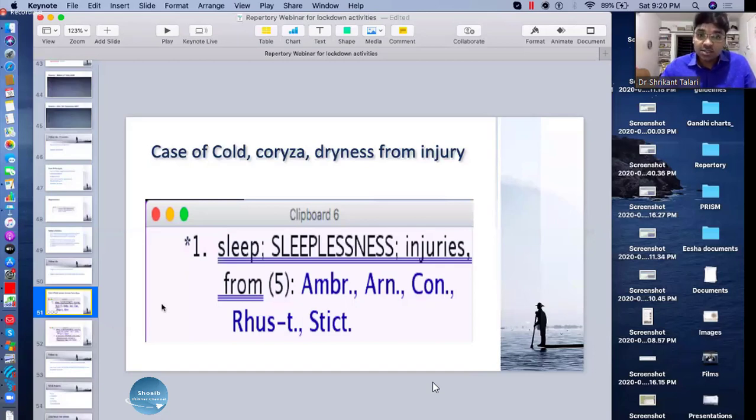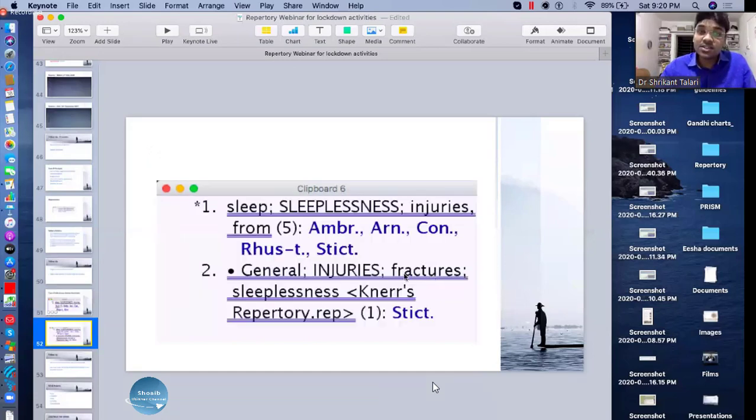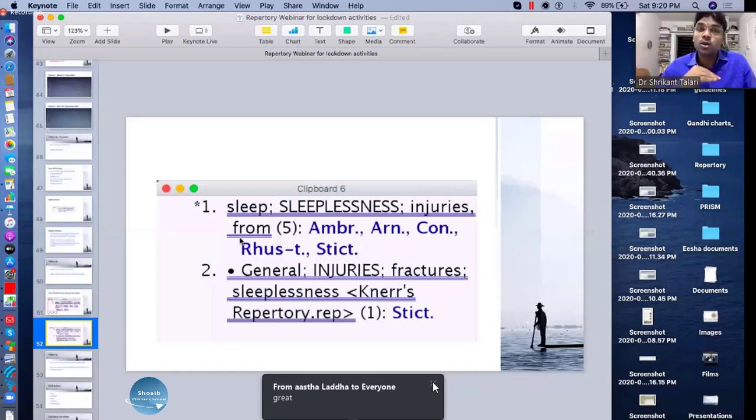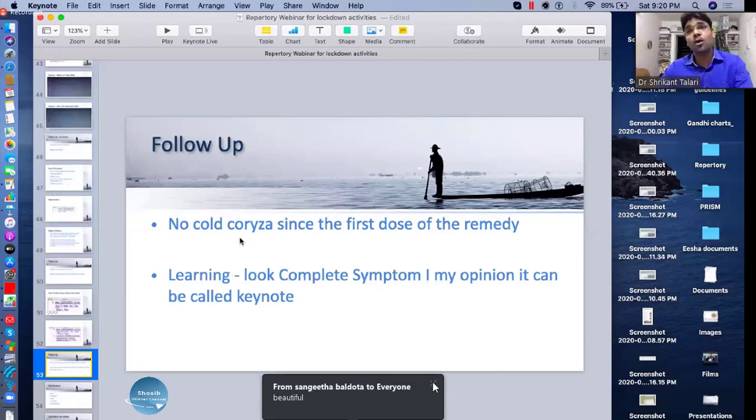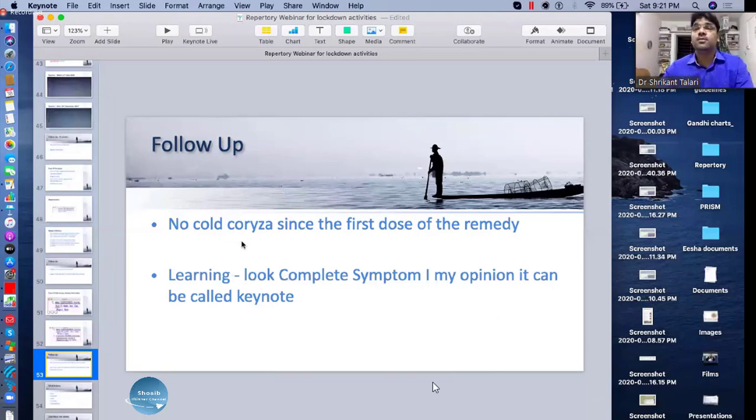After which, some more rubrics that I found are generalities, injuries, fractures, sleeplessness. With sleeplessness, single remedy Sticta from Nair's repertory. So after I gave this patient Sticta pulmonaria, there was no cold, no coryza. Immediately after the first dose itself, the patient's coryza disappeared. He never came to meet me. I called him after a month. You have not come for a follow-up. Did you feel better? He said the day I took it, all my complaints have reduced. I have no symptoms at all.